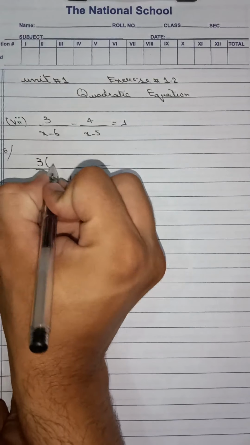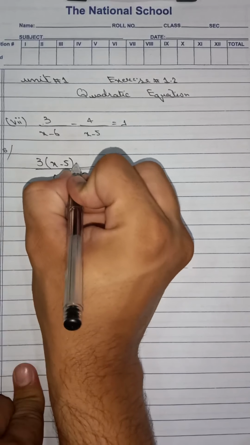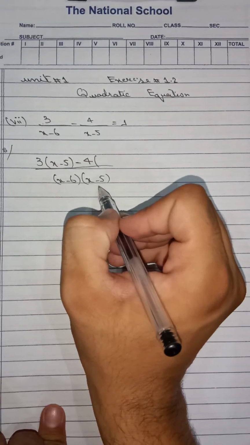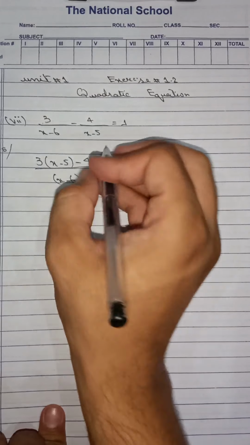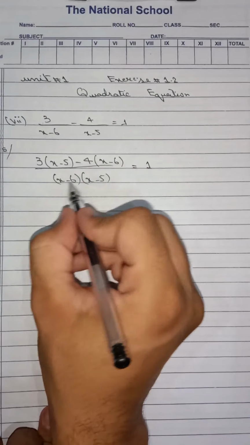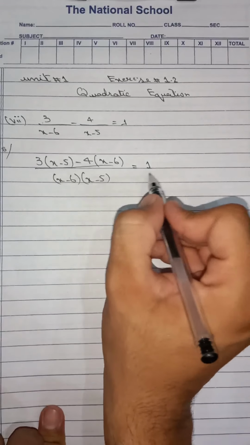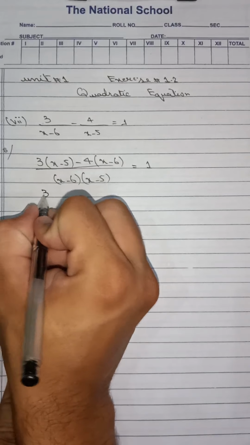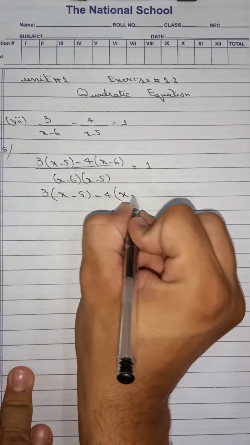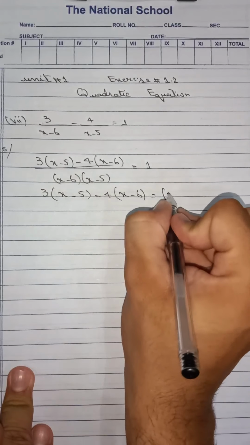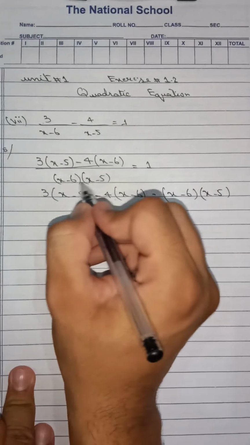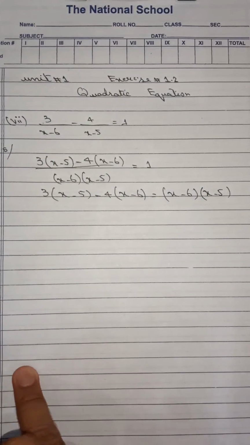So 3 into x minus 5. You are all well familiar with the term LCM. Now the LCM x minus 6 into x minus 5 divided by x minus 5, the result will be x minus 6. So minus 4 into x minus 6 is equal to 1. Now this x minus 6 into x minus 5 will multiply with 1, and here we have 3 into x minus 5 minus 4 into x minus 6 is equal to x minus 6 into x minus 5, because multiplying x minus 6 into x minus 5 with 1, the result will be the same.